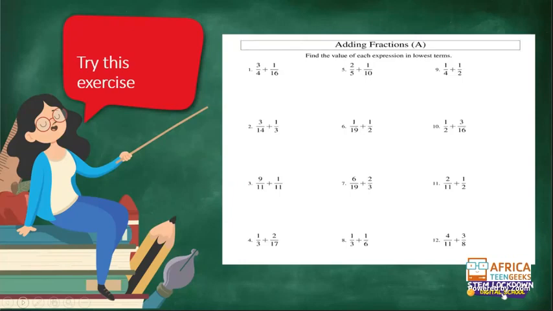Okay, for number 7, I see Khadija says 38 over 57. Try and look at your calculation again, Khadija. We have 6 over 19 plus 2 over 3, right? We are busy with number 7, okay? 6 over 19 plus 2 over 3.